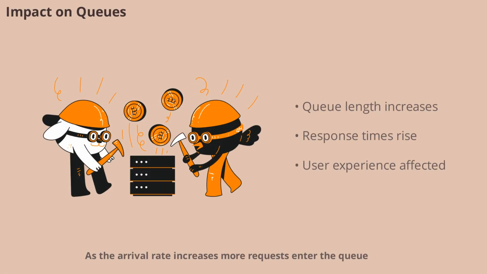As the arrival rate increases, more requests enter the queue. If your server can process requests as quickly as they arrive, everything runs smoothly. But if requests come in faster than they can be handled, the queue grows longer. This leads to higher response times and can affect user experience.